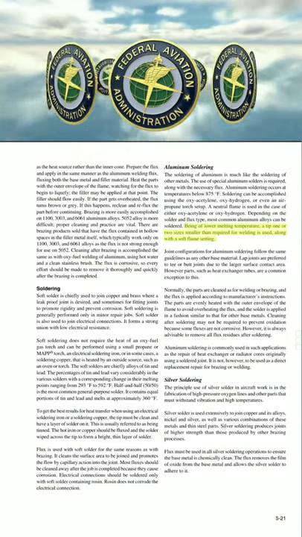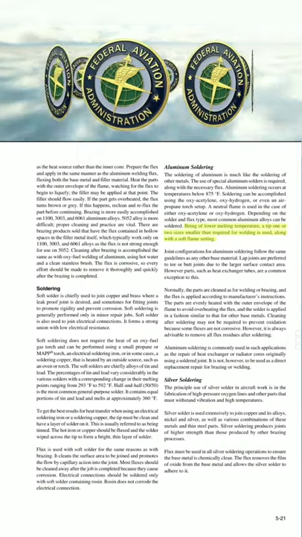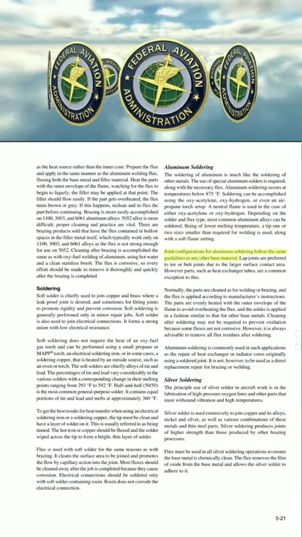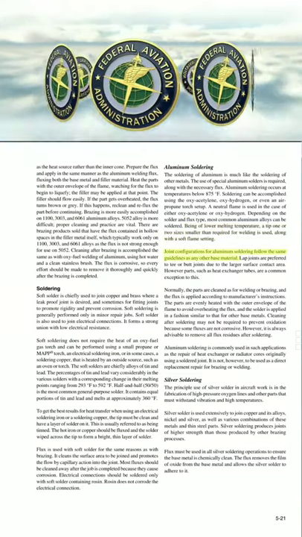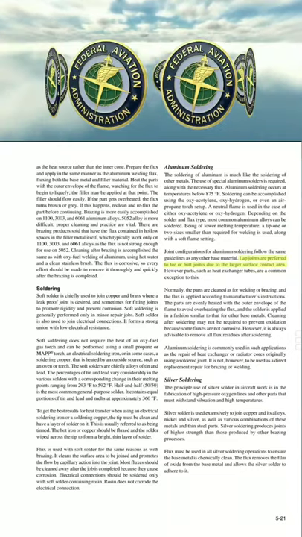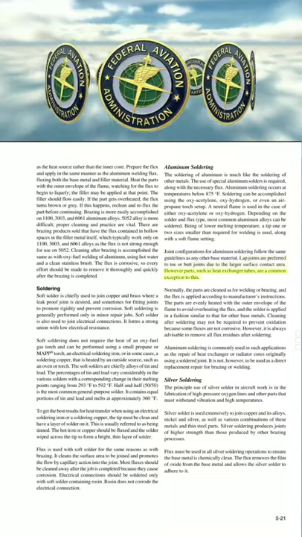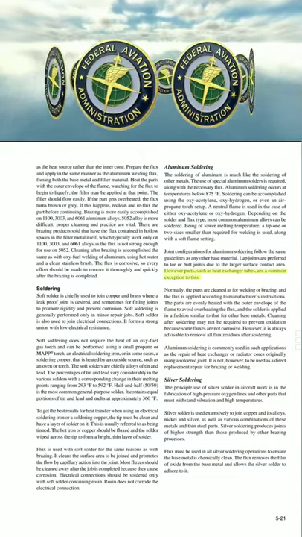Being of lower melting temperature, a tip one or two sizes smaller than required for welding is used, along with a soft flame setting. Joint configurations for aluminum soldering follow the same guidelines as any other base material. Lap joints are preferred to T or butt joints due to the larger surface contact area. However, parts, such as heat exchanger tubes, are a common exception to this.